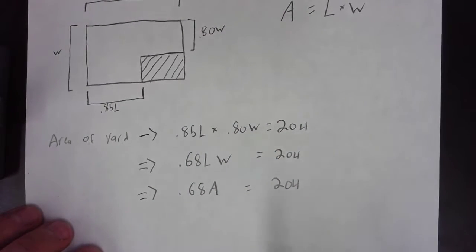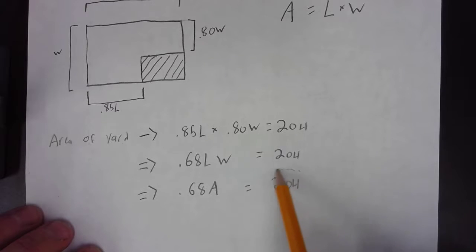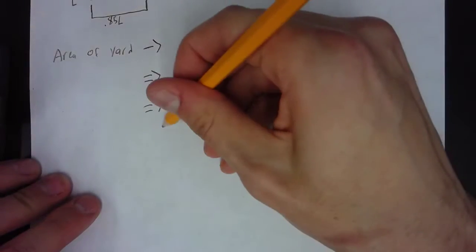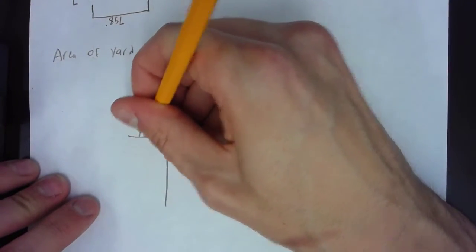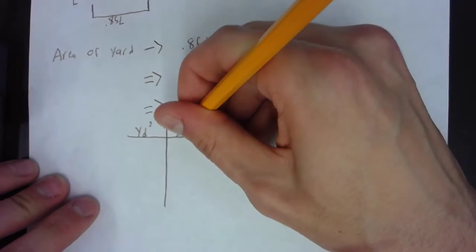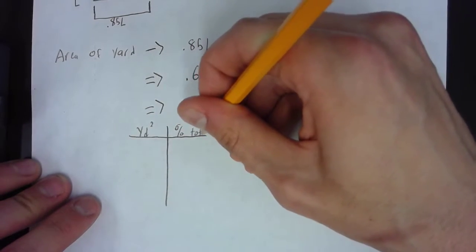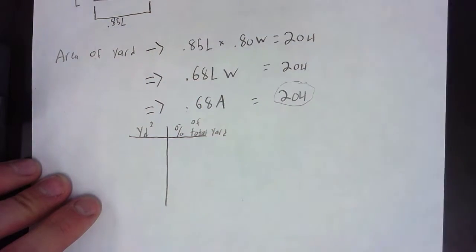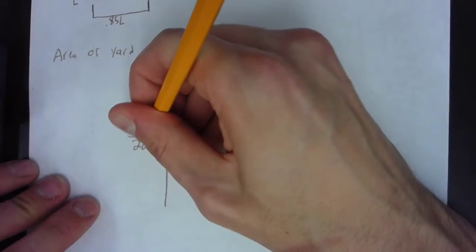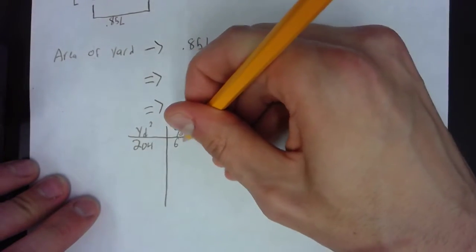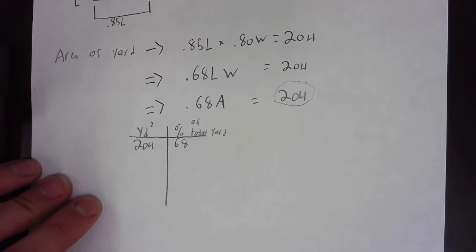Now, once we get to this step, as you can clearly see here, this is the area that we have left of our yard, and it represents 0.68, 68% of our area, right? So now, we could do a ratio table. Here we're going to put yards squared, and here we're going to put percentage of total yard. Remember to label your ratio table properly and concisely. So yards, we have 204, represents 68% of total yards. All right?